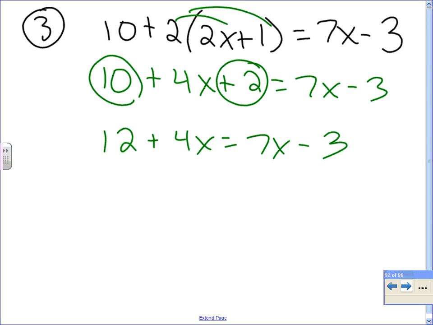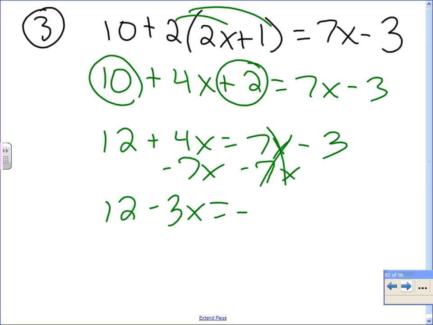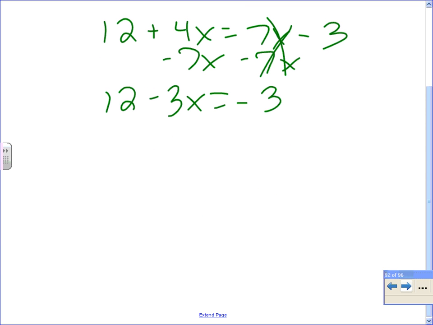Okay, after you combine like terms, Alyssa, what's the next step? Move the x's to the left. So minus 7x on both sides. Rewrite your 12. 4x minus 7x is minus 3x, which is all equal to negative 3 still. Evan, next step. We just got all the x's on the left.